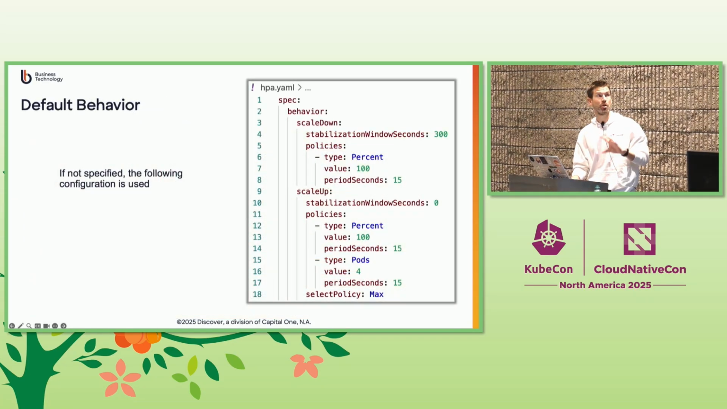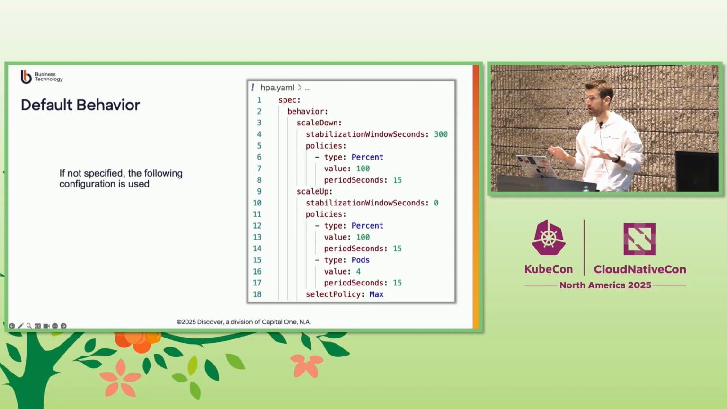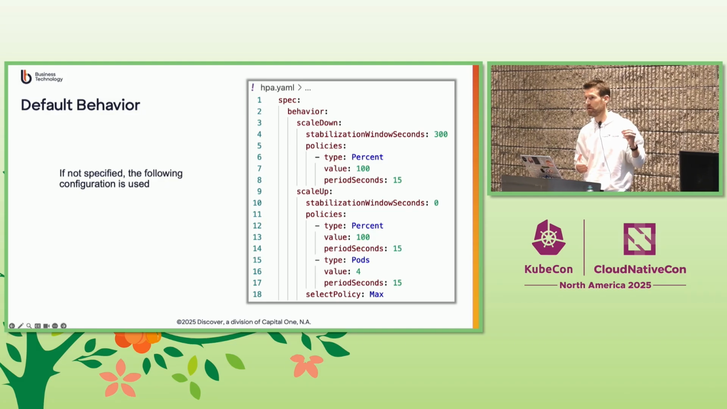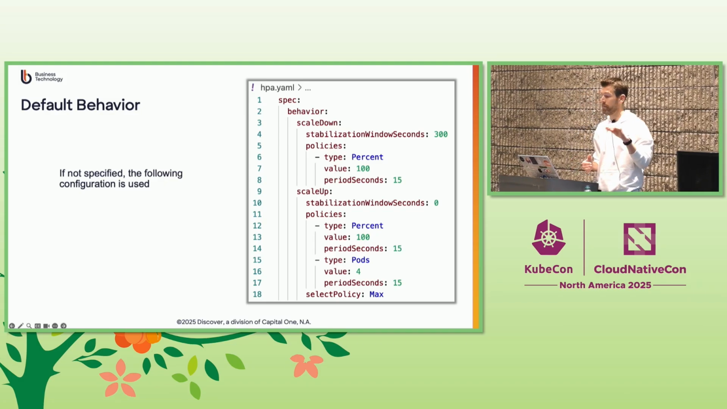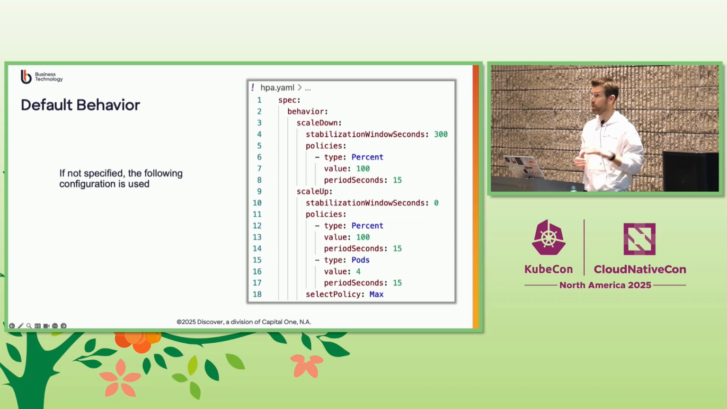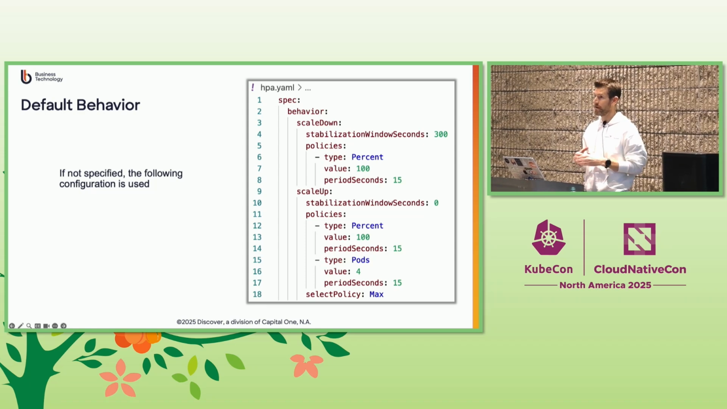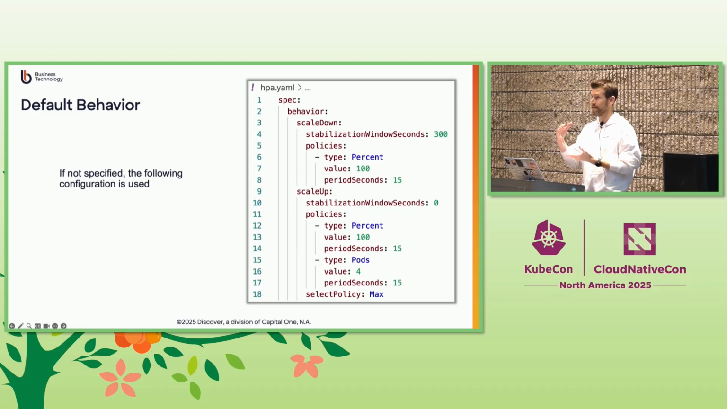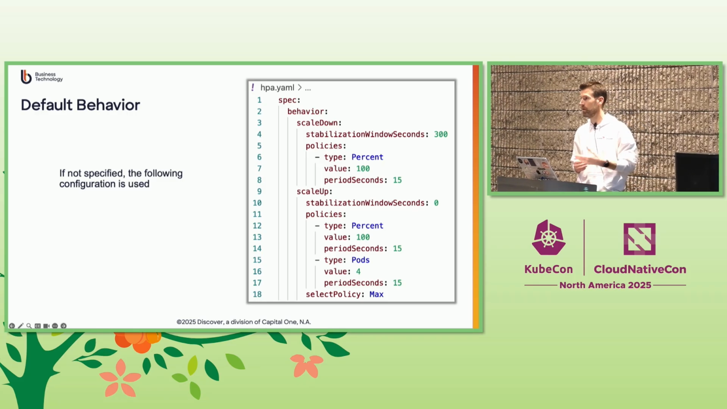So if we take a look at the default behavior, this is what we have. If you don't configure anything at all on your HPA, this is what you'll get. As I mentioned, for scale down, you get 300 seconds. Now, the policy for scaling down is 100%. That means if your traffic just drops immediately, you can scale down literally all of your pods within just 15 seconds. So pay attention to that. That might be something that you want to override. Of course, it won't go below your minimum replicas.